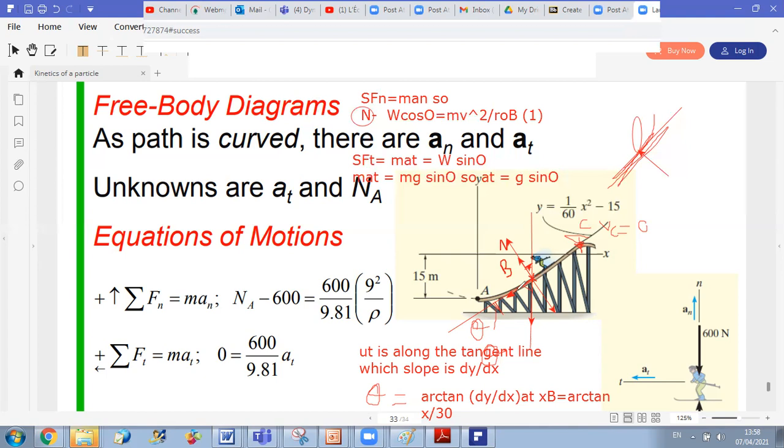A second method, which is in agreement with what we have seen in the previous chapter together, is that AT is defined as what?